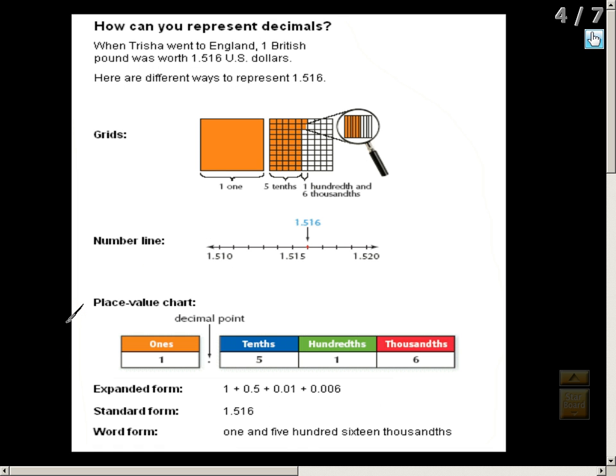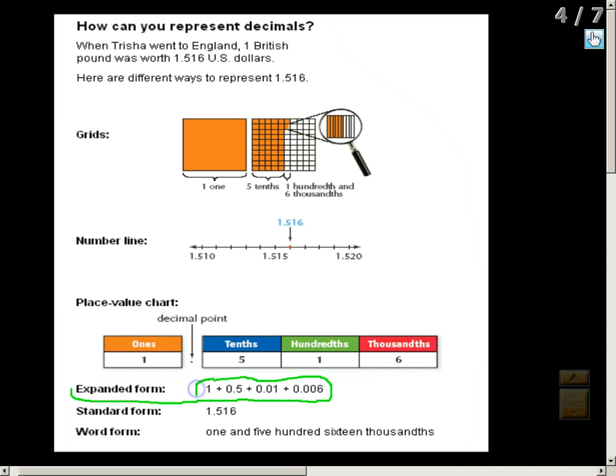So these are just a couple different ways that you can represent decimals, and even some visuals of what expanded, standard, and word form look like as far as a decimal. If we're looking at this particular number right over here, which is 1 and 516 thousandths, we can see coming down here what expanded form looks like. Do the same thing as you did with regular numbers: you just separate each digit and add an addition sign between each one. Standard form is pretty simple, just how we would normally see it.